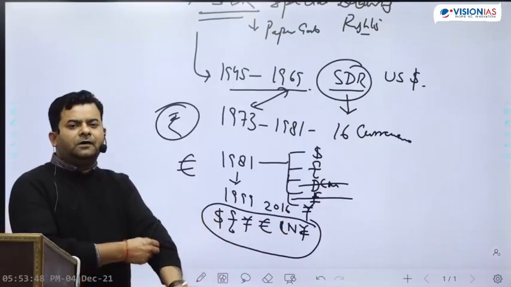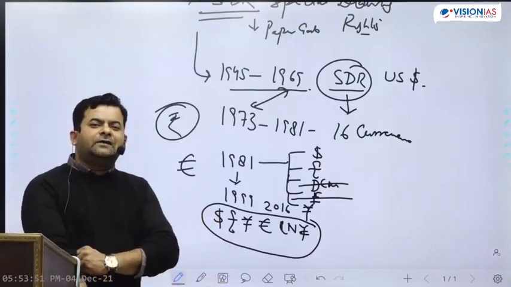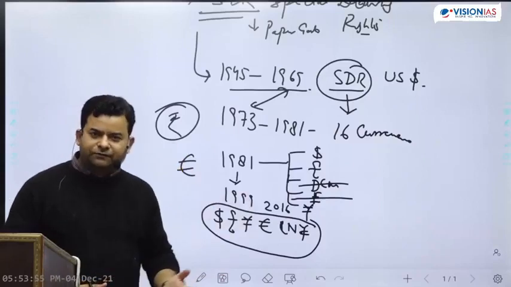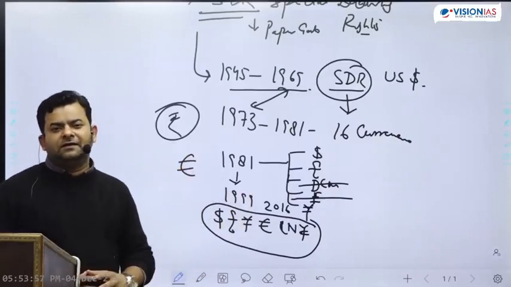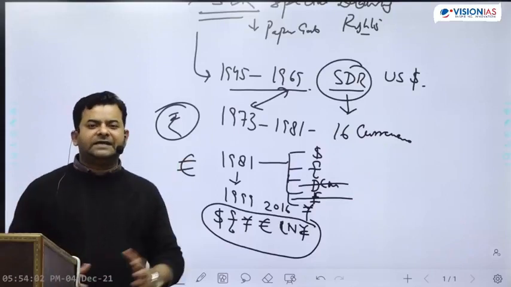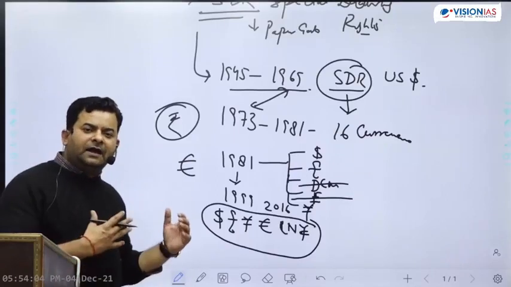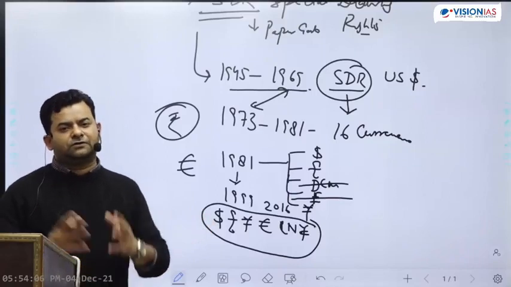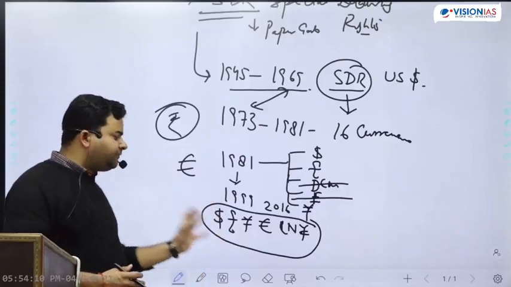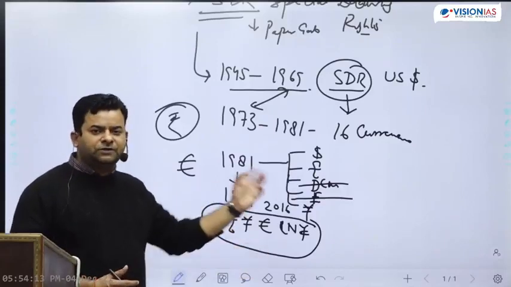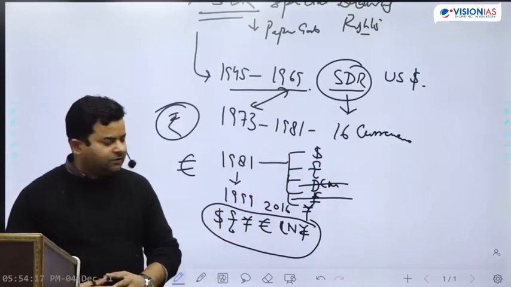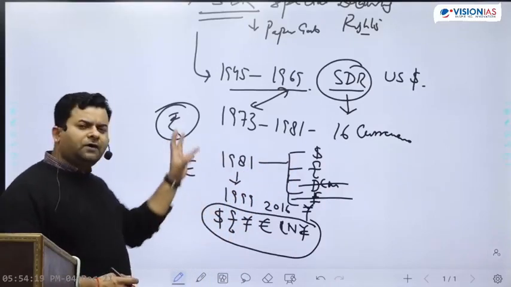So be careful. Don't think that SDR always had only these five currencies. Before 1969, the story was different. After 1969, the story changed. There was a small time when as high as 16 countries were part of it, and then we got five currencies, and finally another five with the euro coming in, and the Swiss franc and the Deutschmark of Germany going away. So this is how we got this SDR.